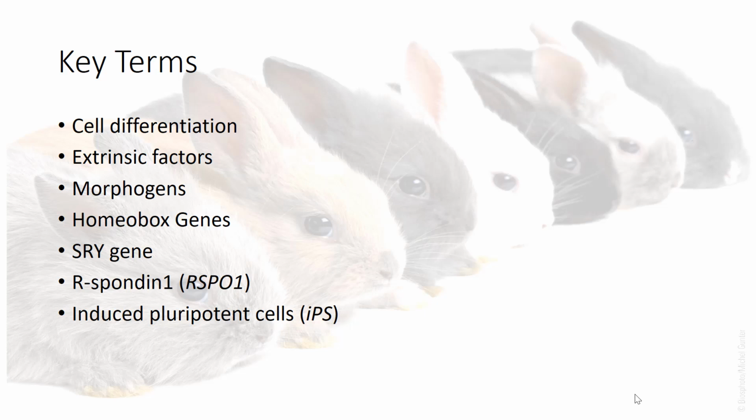Homeobox genes or master control genes. These are genes that set up the major axes of the body: the anterior-posterior axis, dorsal-ventral axis, left and right axes, superior and inferior if you've got an upright walking organism.